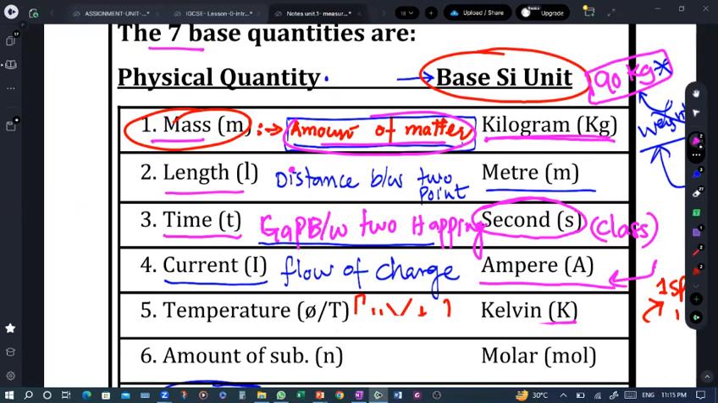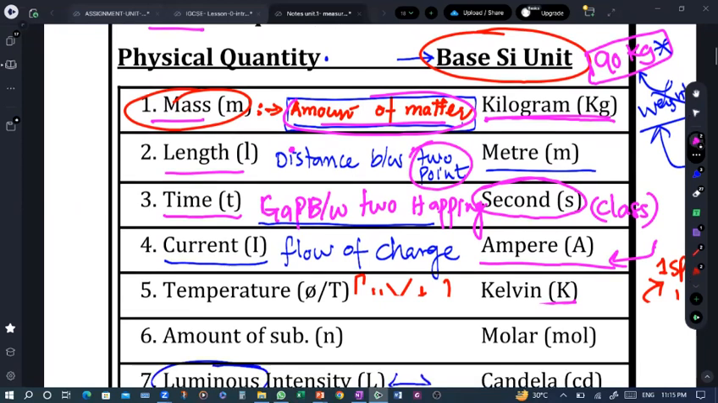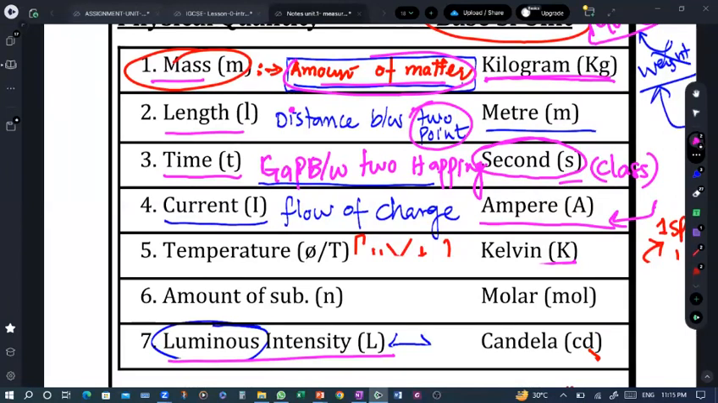Then length is the distance between 2 points, and its unit is meter. And time is the gap between 2 happenings, and its unit is second. I was explaining that when our class starts and when our class ends, all of that deals with time. Current is basically the flow of charge, and its unit is ampere.